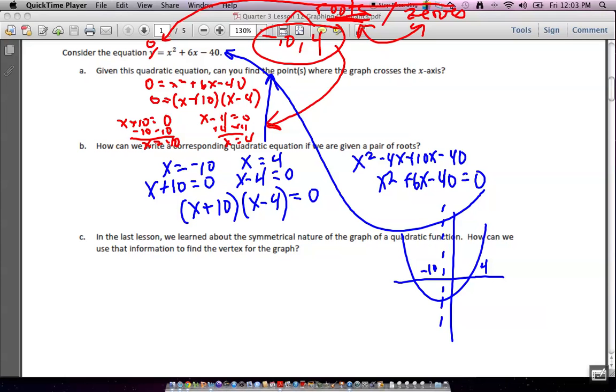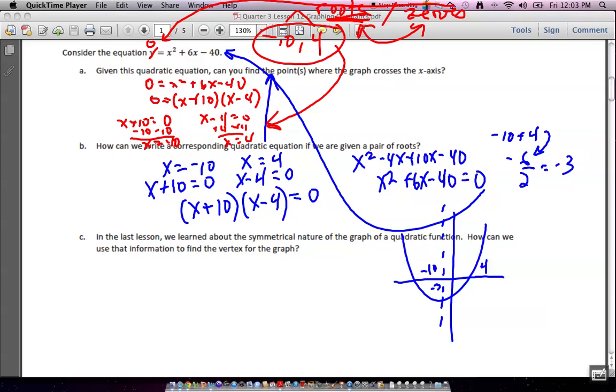Now, what number is right smack in the middle between negative 10 and 4? Negative 3. Good. All you have to do is add them and divide by 2. Negative 10 plus 4 is negative 6. Divided by 2 is negative 3. The middle is the average. To average, add them up. Negative 10 plus 4 gives me negative 6, divided by 2.